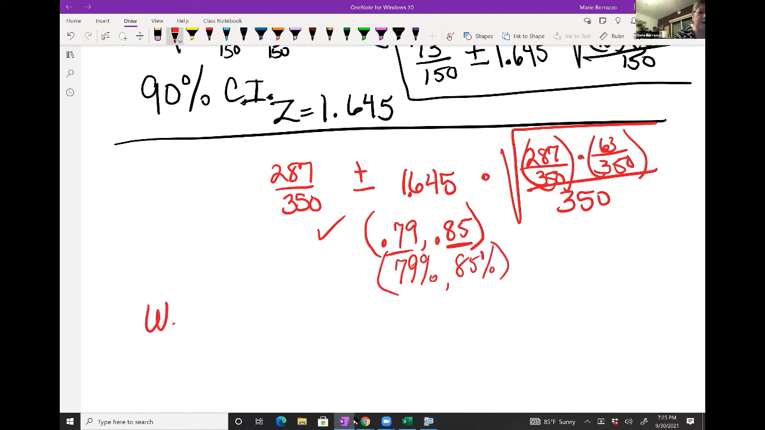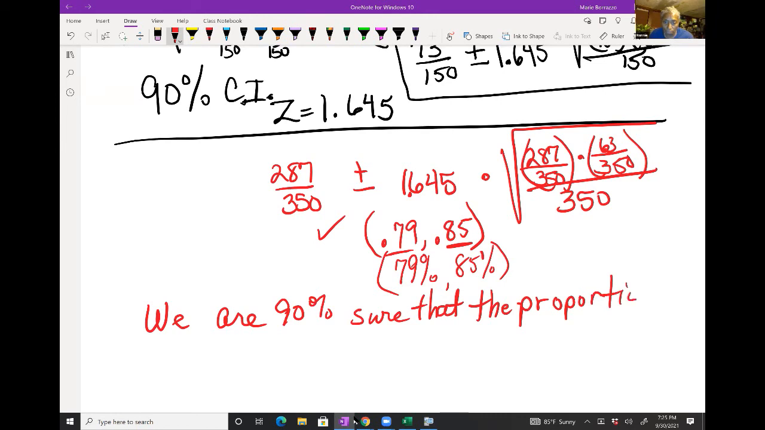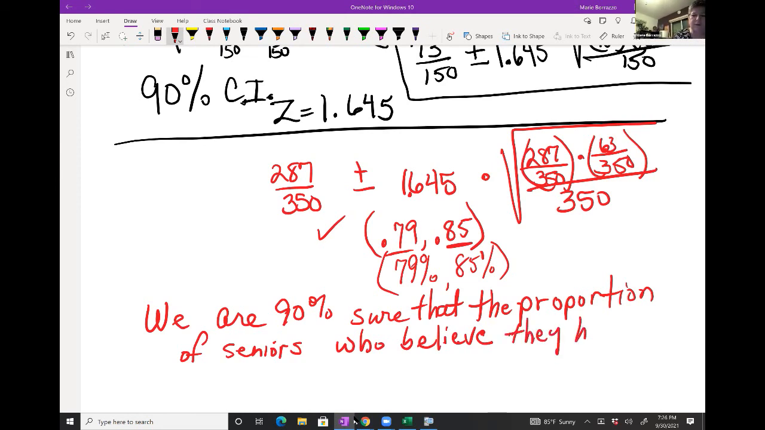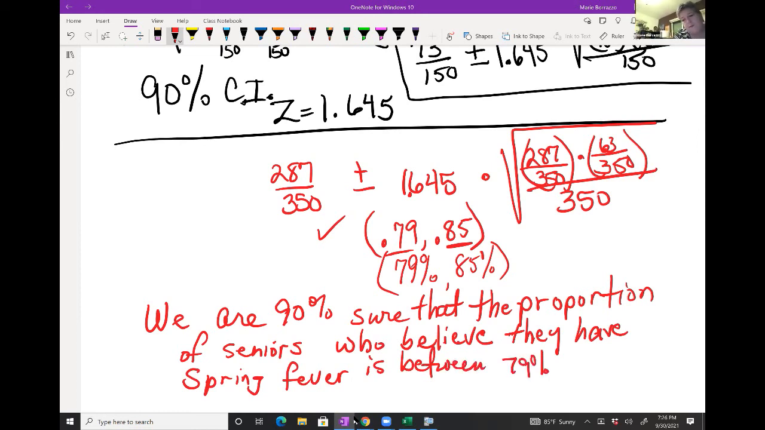So we say, in this example, we are 90% confident that the percentage or the proportion of seniors who believe they have spring fever is between 79 and 85. I before E except after C, right? Believe.